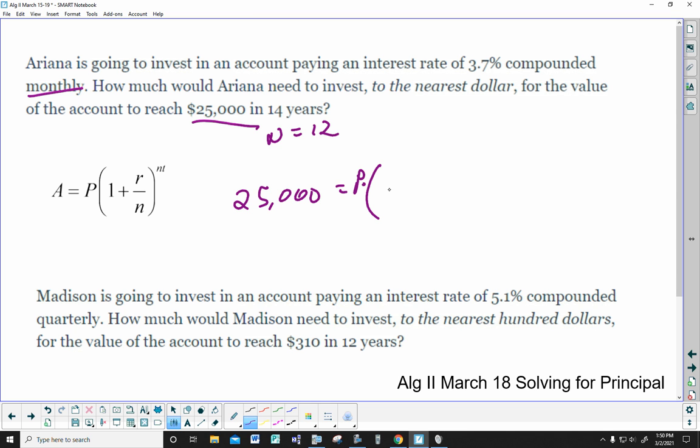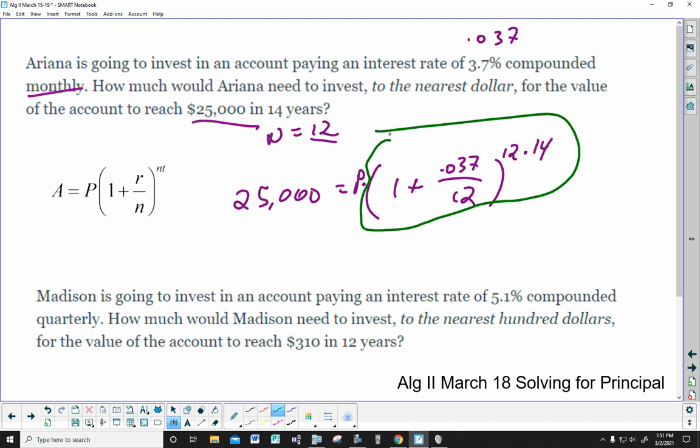P times, let's see, 1 plus the interest rate, 0.037. I'm just following this pattern. 0.037 divided by the number of times you're going to compound it annually. So that's 12. Raised to the 12 times t, which is 14 years. Okay? And then you're just going to divide all of this as is to the other side.